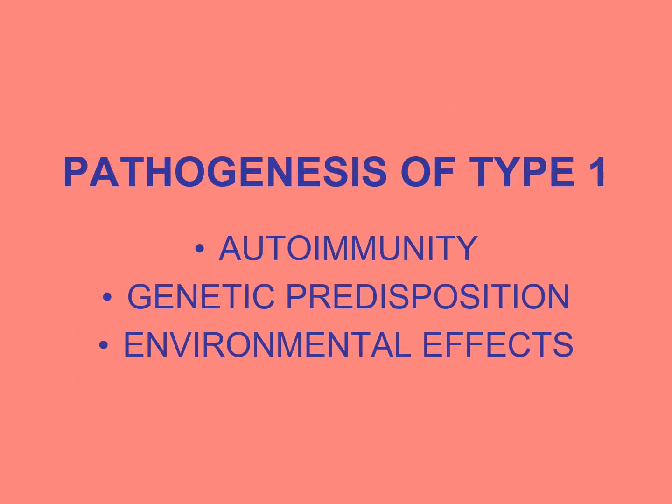Pathogenesis, the type 1 as we talked about, is mostly autoimmunity which is involved in genetically predisposed individuals with the environmental effects. What is meant by that? The environmental effects mean just as we call nature and nurture, both are very important.